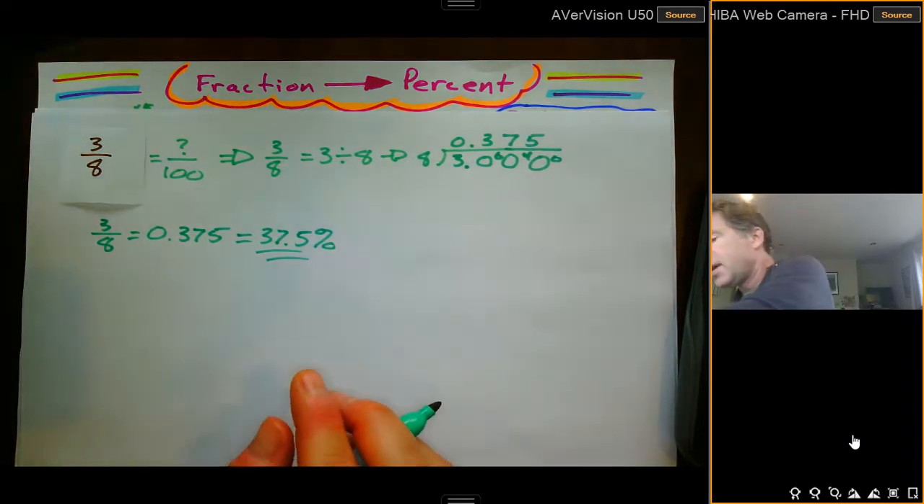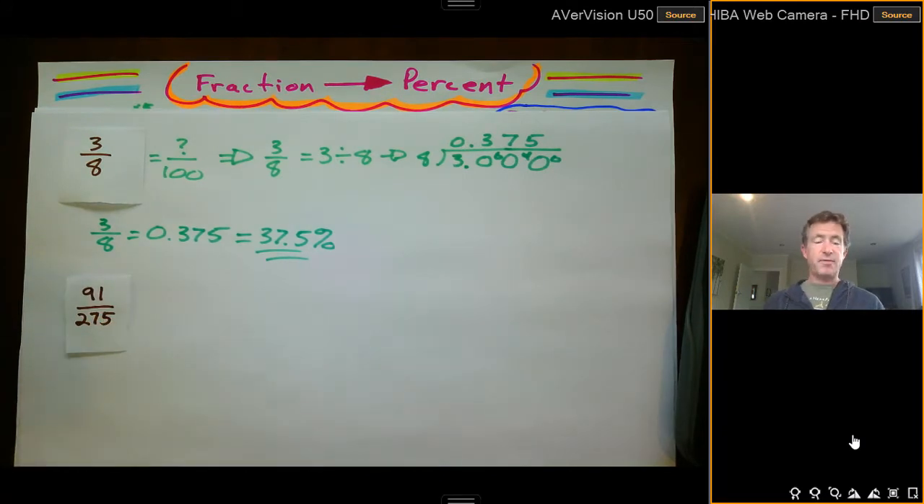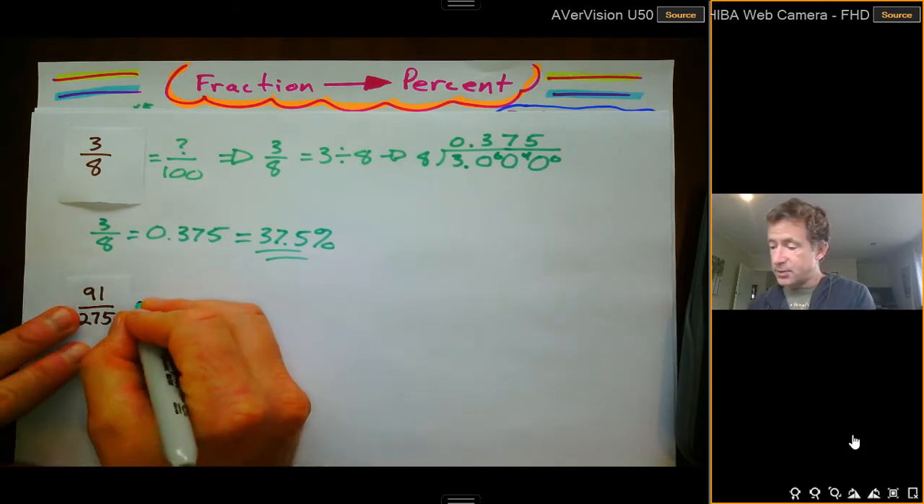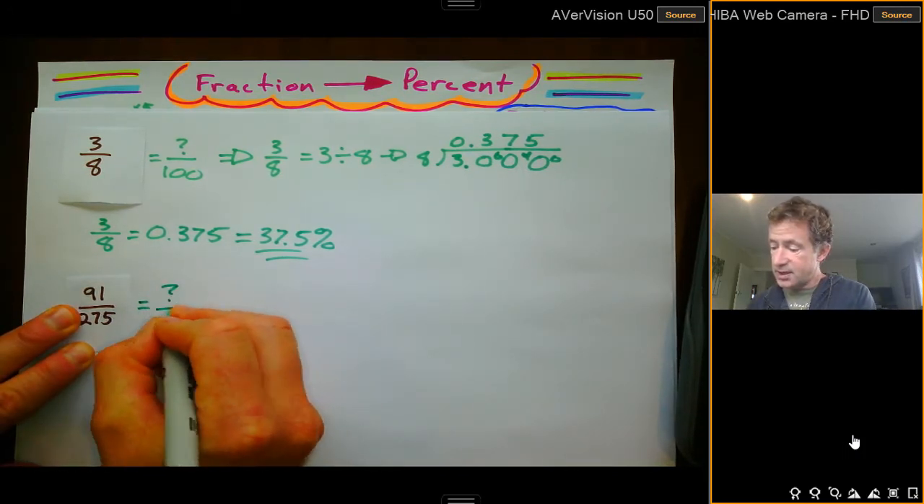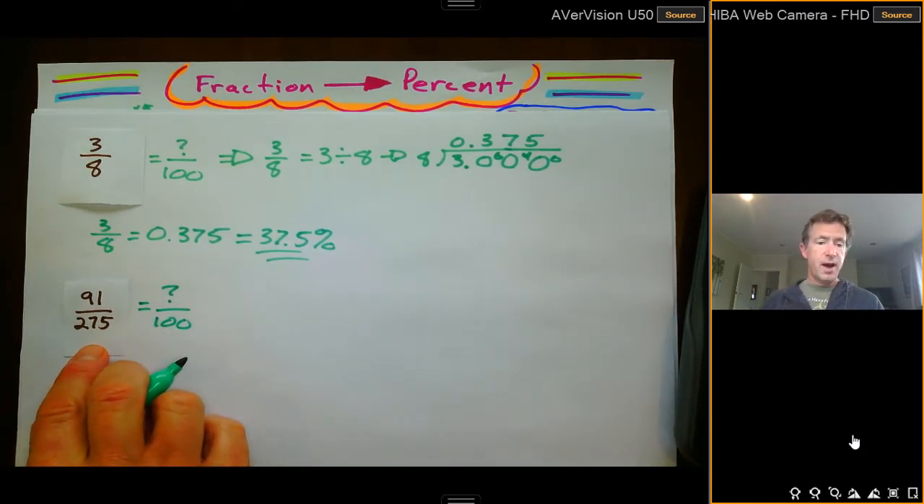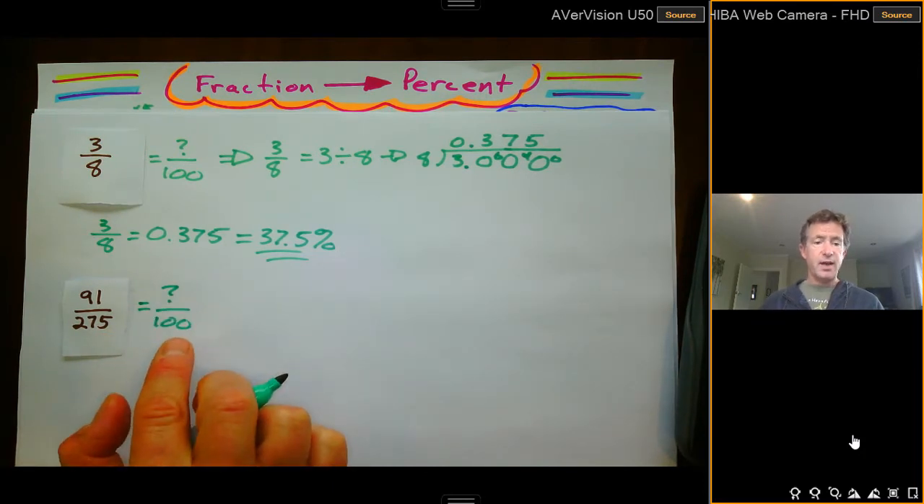Okay, another way of doing this, and I'm going to use technology here. Suppose I get a big fraction like this one, 91 out of 275. Well, I don't want to do any division with that. Okay, and I want to see what percent this is. That's a big scary fraction there, sort of. And I want to know 91 out of 275 is the same as what out of 100?